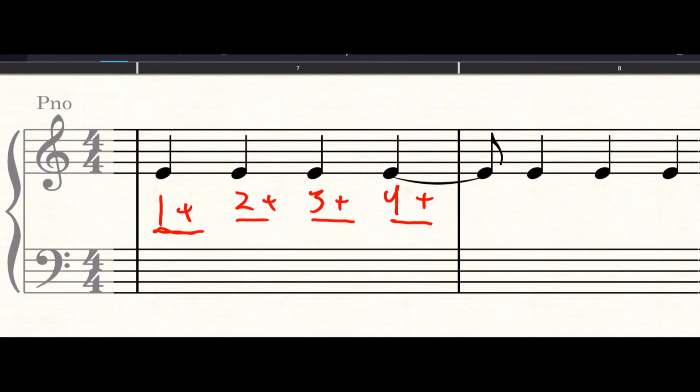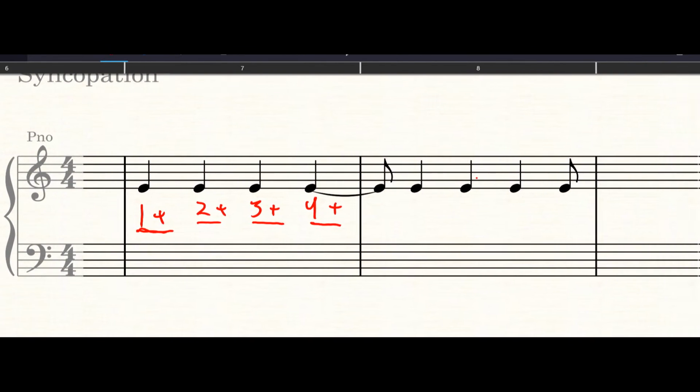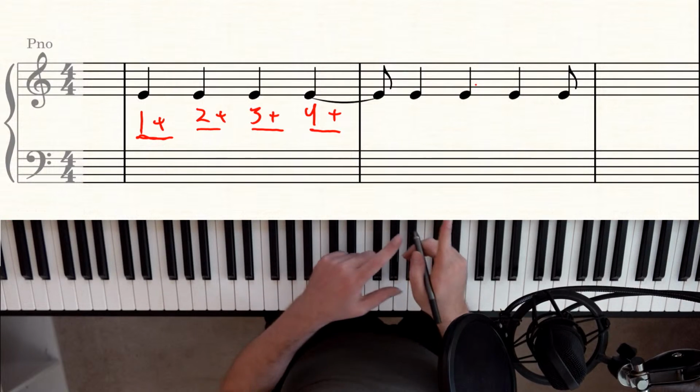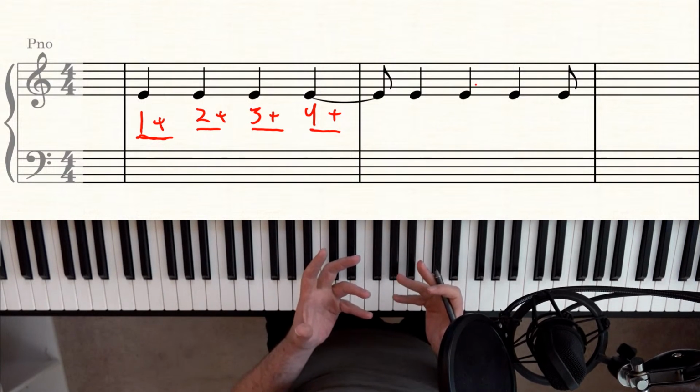Anyway, this is a 2-measure syncopation. So in the first measure, we don't really have a syncopation, right? 1 and 2 and 3 and 4 and. The notes hit exactly where you would expect. Now let's take a look at the second measure, because we do have a syncopation going on.